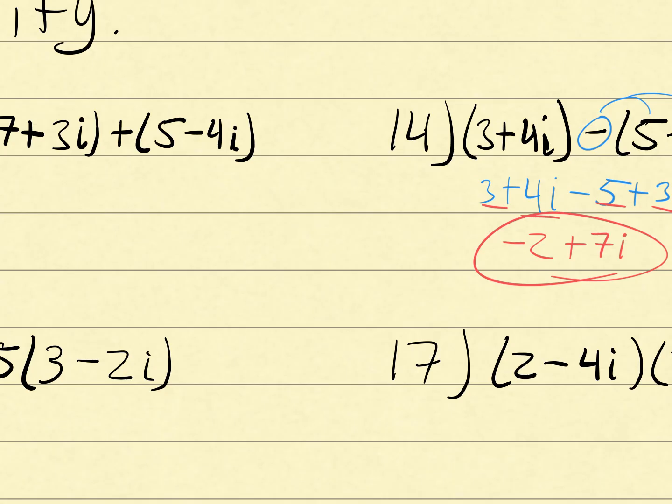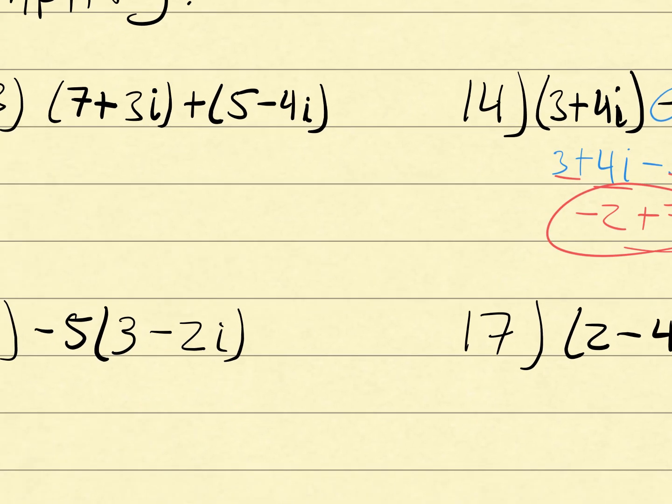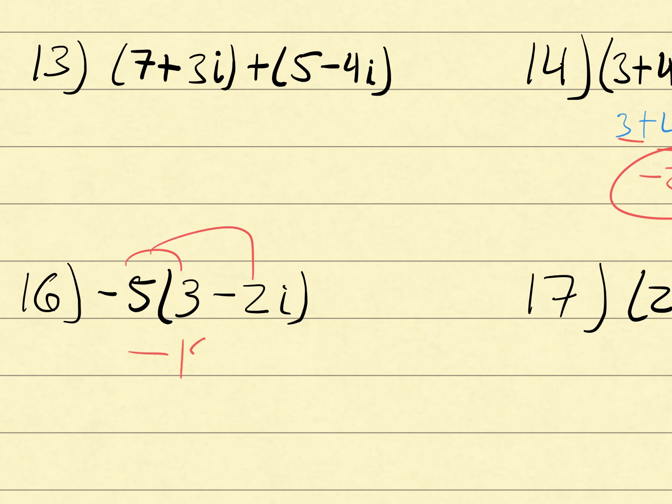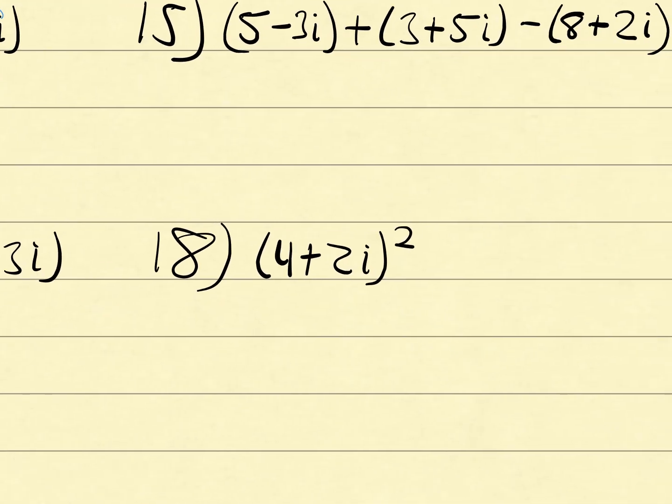Something like number 16 now. How are we going to simplify this? Okay, all you have to do for this one is distribute the negative 5. Negative 5 times 3 is just going to get you negative 15. Negative 5 times negative 2i is going to get you a positive 10i. That's all you have to do for that one. So now let's try number 18. How are we going to do number 18?